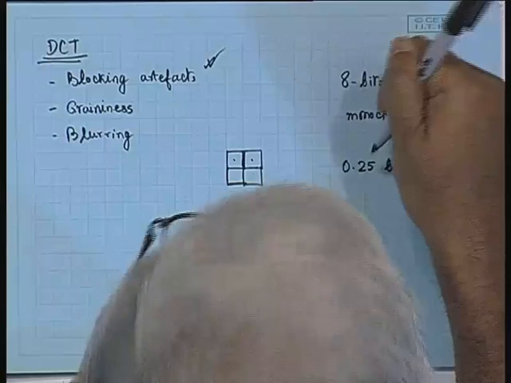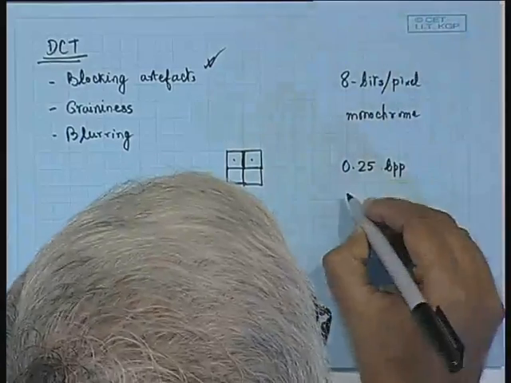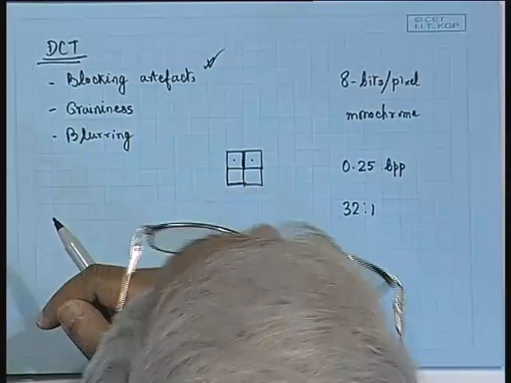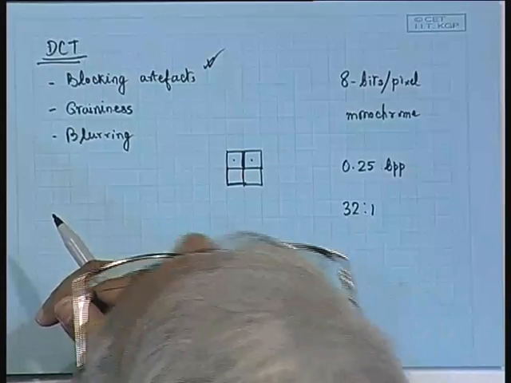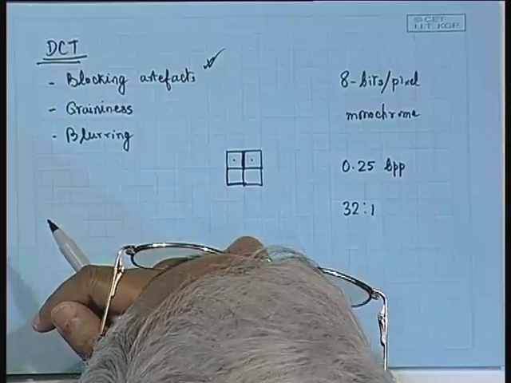Now, 0.25 BPP means what? From 8 bits per pixel, you are down to 0.25 bits per pixel, which is a factor of 32:1. So the redundancies in most images are to the extent that a 32:1 compression factor is not causing any visible degradation.